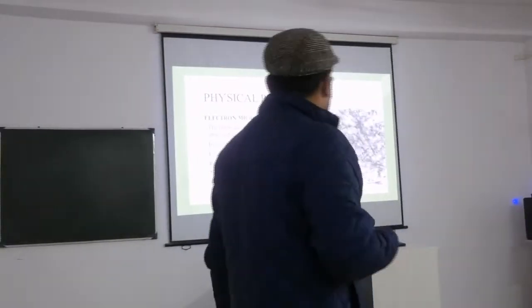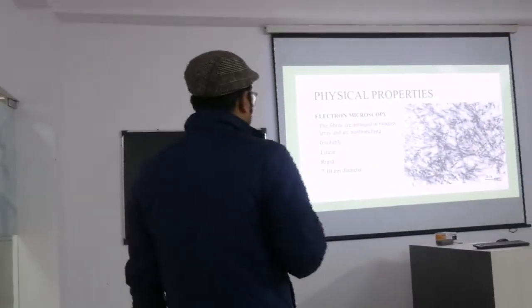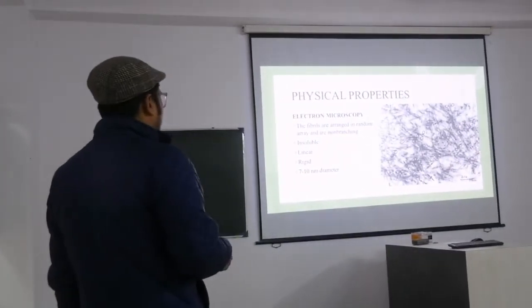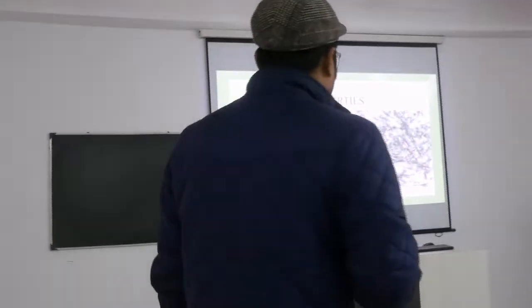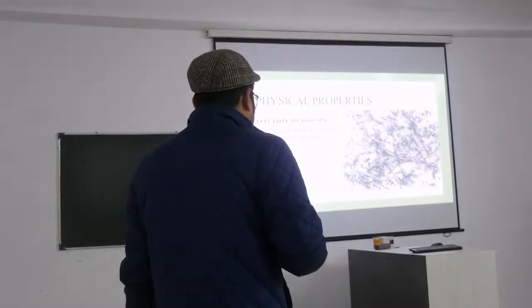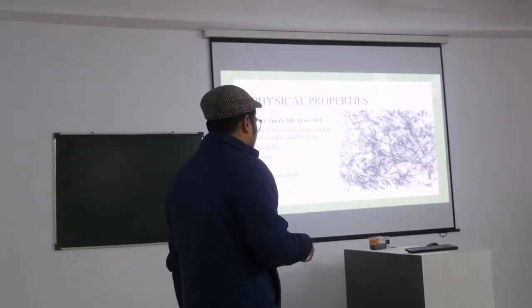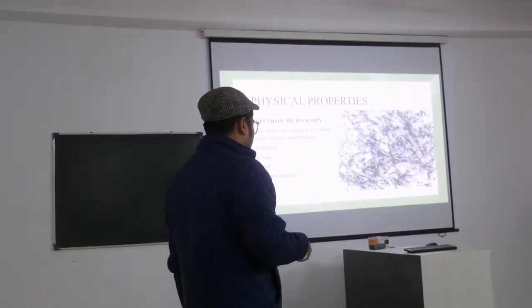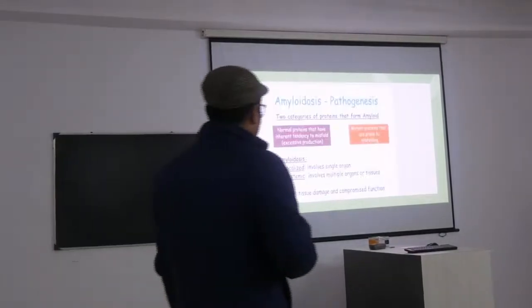This is the electron microscopic picture. What properties do we see? Insoluble, linear, rigid, 7 to 10 nanometer diameter, which cannot be seen under a light microscope, so we need an electron microscope. But the fibrils are arranged in a random array and are non-branching. There is no branching, and that is the random orientation. Random orientation fibrils. Okay. Chemical properties will be taught tomorrow.